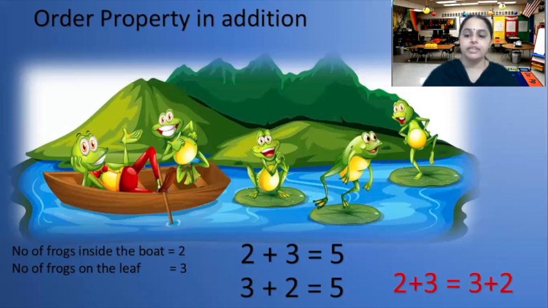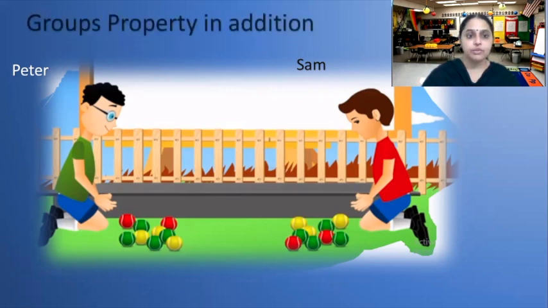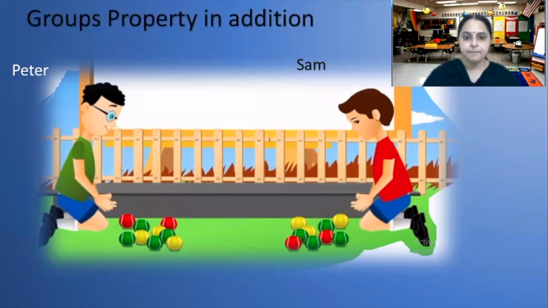Okay. Now let us see the second property. What is the second property? Before we discuss, can you see two children playing with balls? Peter and Sam. Now if you see, Peter and Sam have the same number of balls and same colored balls, isn't it? So with this example, we are going to see groups property in addition.